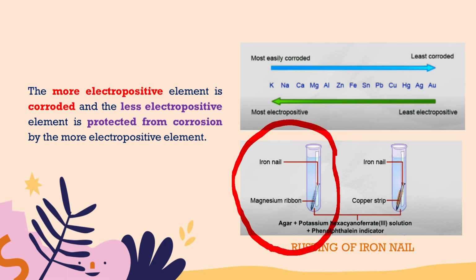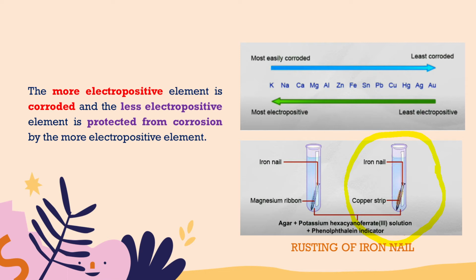From the first test tube, we can see that the iron nail is wrapped around by a magnesium ribbon. Based on the electropositivity diagram, we can identify that magnesium is more electropositive than iron, which is less electropositive. In this case, the magnesium ribbon will most probably experience corrosion, and the iron nail is prevented from rusting.